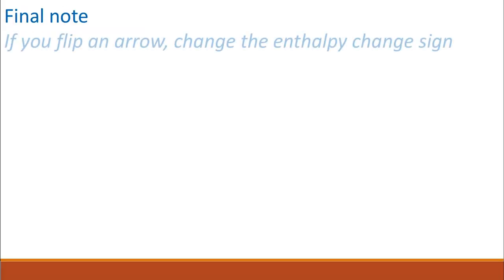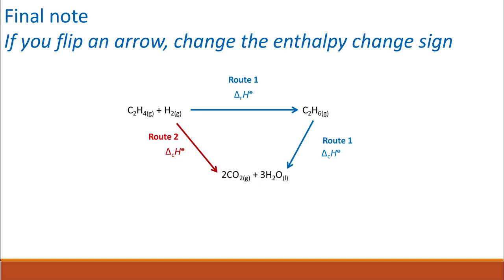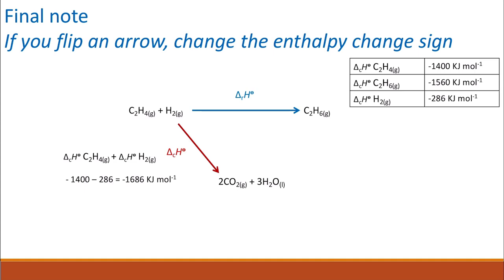Now there's a quick tip before we wrap up. When you're working through Hess's cycle, if you flip an arrow, meaning if you reverse the direction of a reaction, don't forget to change the sign of the enthalpy change. So look at this working example we just had a few seconds ago. And now what I'm going to do is flip the arrow for this combustion reaction. When I do this, we're going to change the sign of the enthalpy change for this particular step.